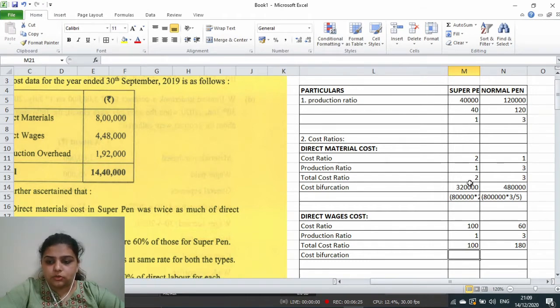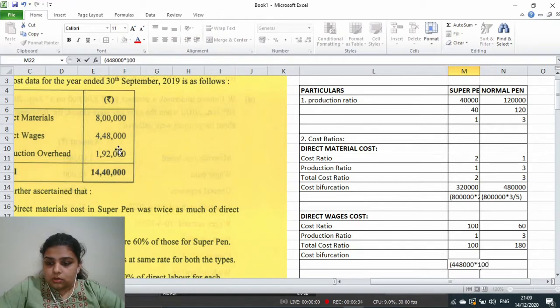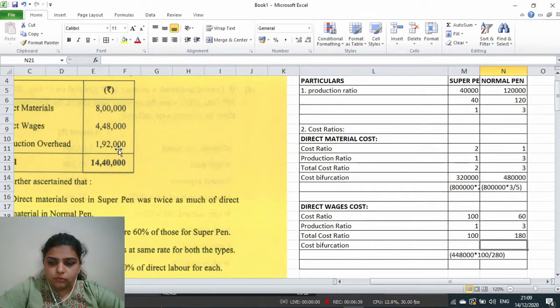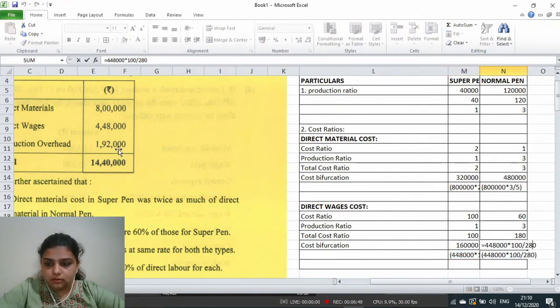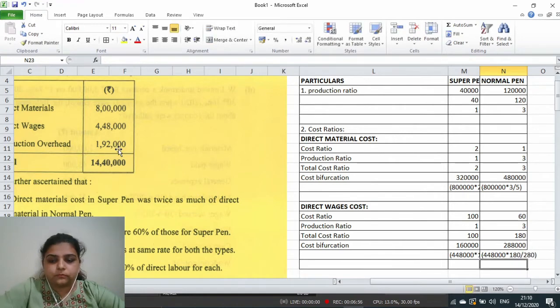The cost bifurcation would be: each cost is 4,48,000. So 4,48,000 into 100 divided by 280, that is equal to 1,60,000, and here it would be 180 divided by 280. This is my direct cost.